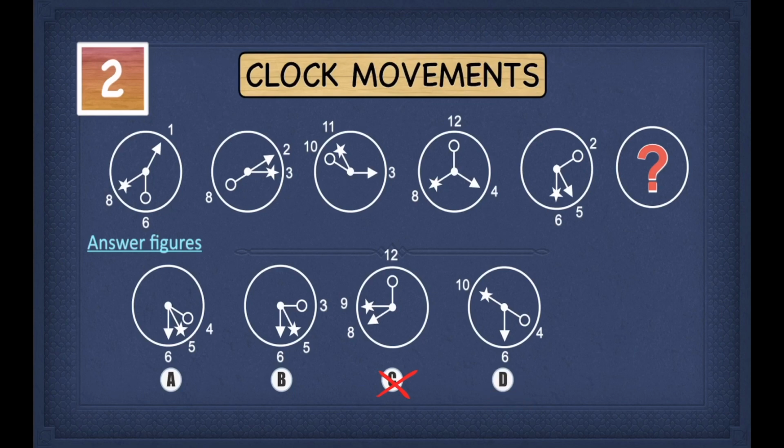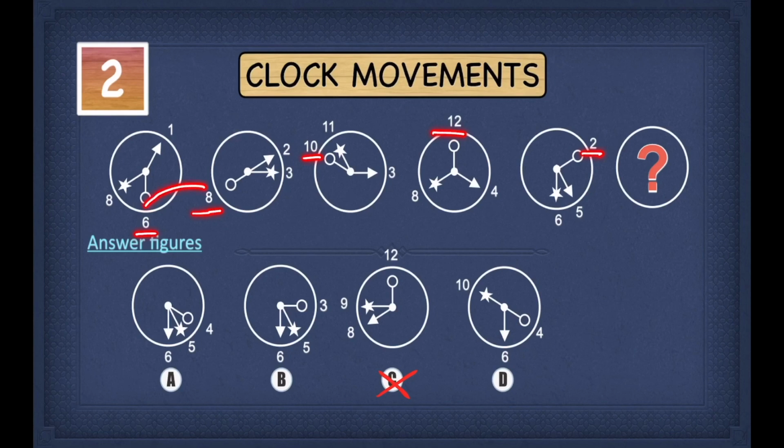So let's move on to the next hand, which is a circle with its middle not being filled. The first diagram, the circle points towards 6. The second diagram, it points towards 8. The third diagram, it points towards 10. In the fourth diagram, it points towards 12. And in the fifth diagram, it points towards 2.